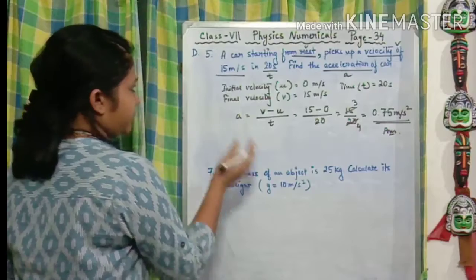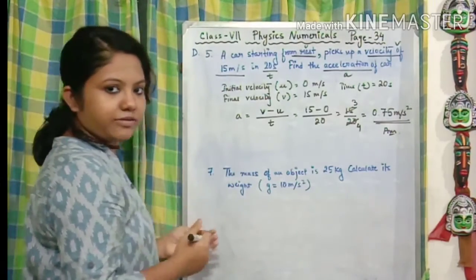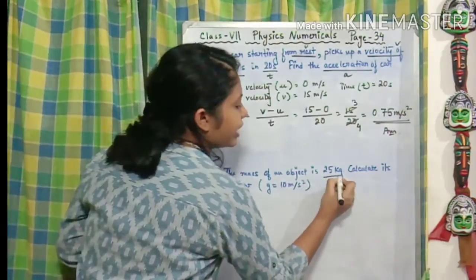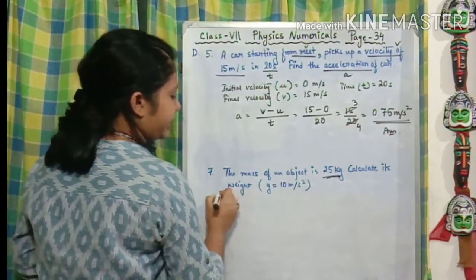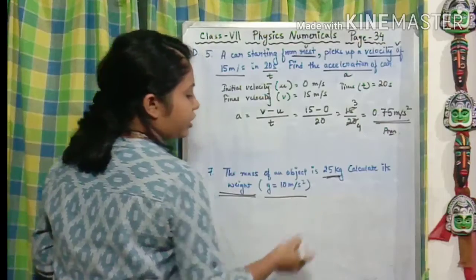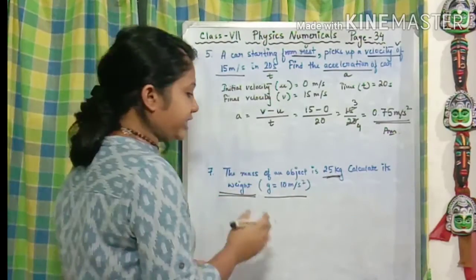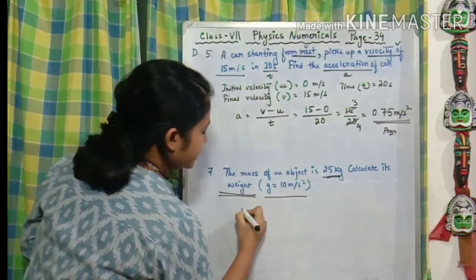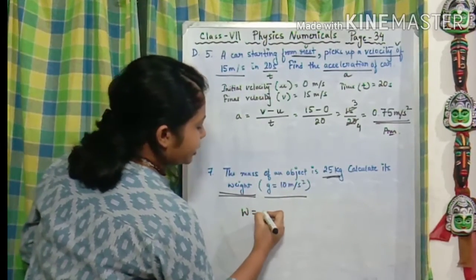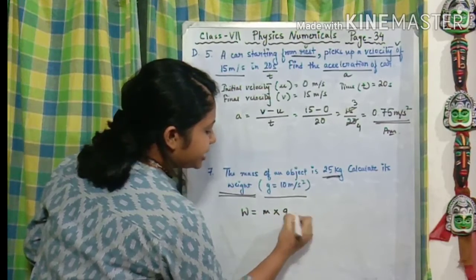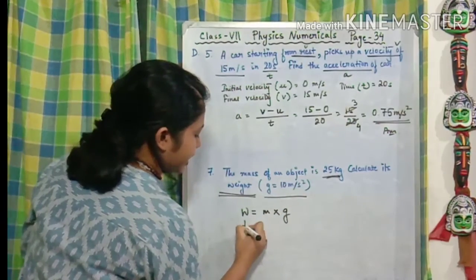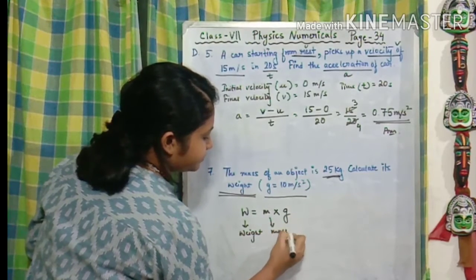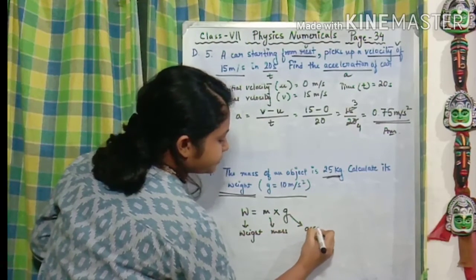Now after number 5, we are going to complete number 7, and this is the last one for today. The mass of an object is 25 kg. Calculate its weight, where the g, or the acceleration due to gravity, has been given as 10 meter per second square. Okay, so let's write down the formula first. Weight equals mass into acceleration. So here, that is weight, m for mass, g for acceleration.